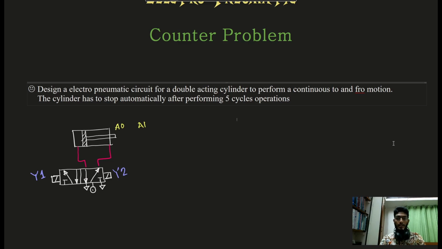So what will happen is that I will push a push button. Then the cylinder will extend, retract. It will go on for 5 times. Then after that, the cylinder will automatically return to its initial position. So now let's draw the circuit.